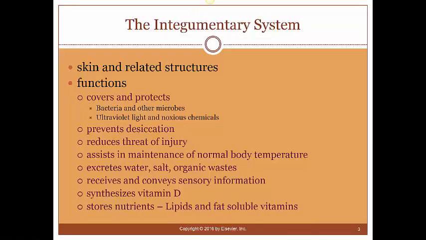So starting off, the integumentary system right here is the skin and all the related structures: skin, hair, the different glands, sweat glands, sebaceous glands, all working together to do the following things. They cover and protect the body, so they cover it from the outside environment and protect it from physical trauma, just walking around, moving in the environment, but also things like bacteria and other microbes, helping to keep them from penetrating into the body, ultraviolet light and different noxious chemicals in the environment that would be dangerous to the body and the cells.